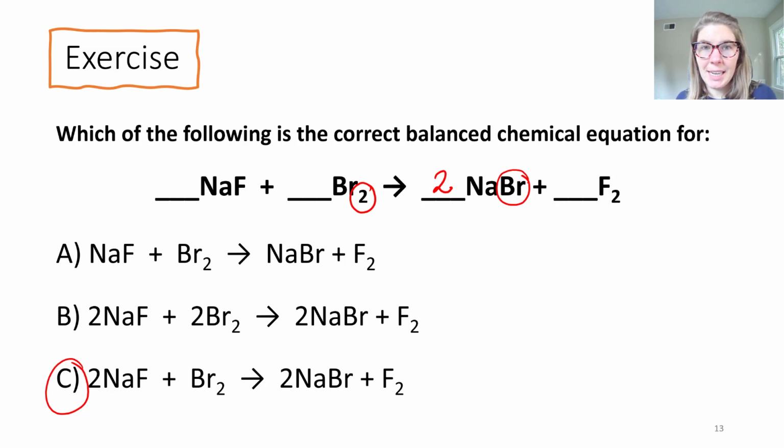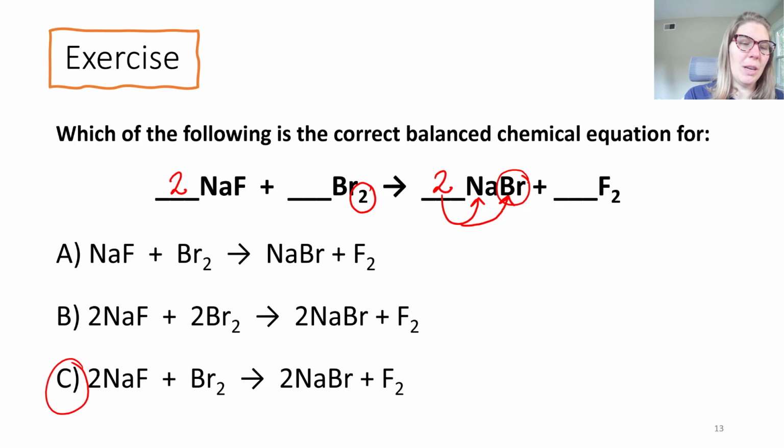But then I recognize that that 2 distributes through to the Na and to the Br. And so I need to go and double check my sodiums on the other side. I have 2 sodiums on the product side. Now I go to the reactant side. I only have 1 sodium. So I need to fix that by putting a 2 out in front.